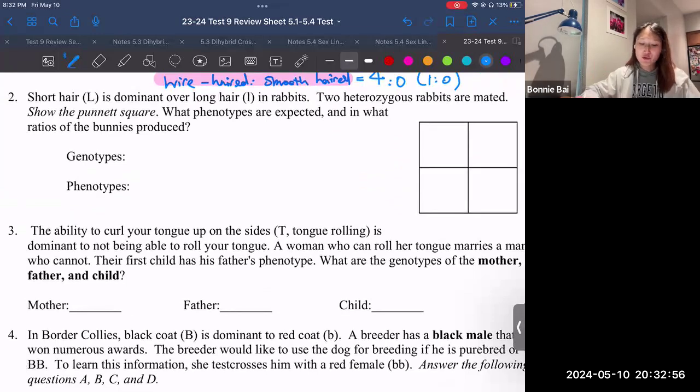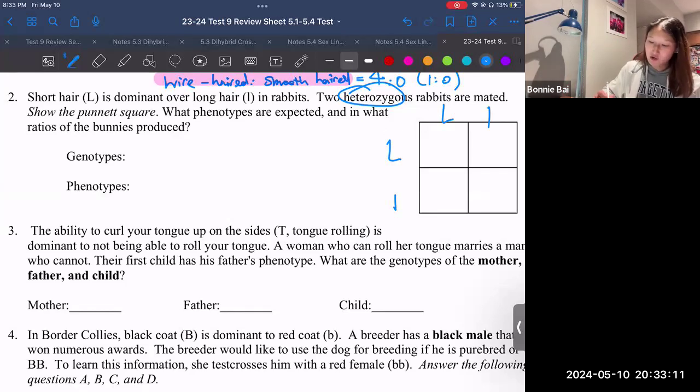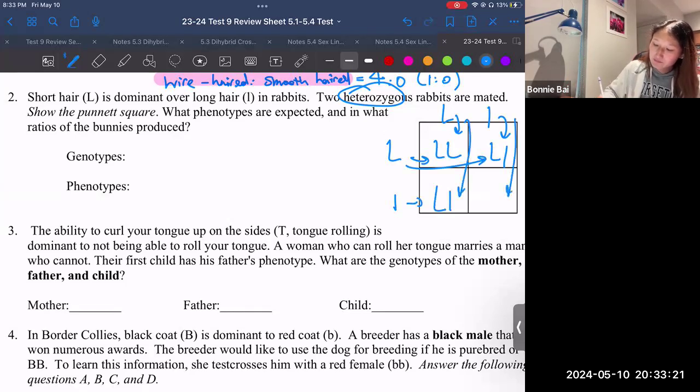Okay. All right. Question number 2. Short hair is dominant over long hair in rabbits. 2 heterozygous. So easy, right? Big L, little l, big L, little l. Because they're heterozygous. That's what heterozygous means. Doesn't matter which one is mom, which one is dad. It doesn't even tell you. So let's fill it out. The box comes down, box goes over, big L, big L. Box comes down, box comes over, big L, little l. Down, over, big L, little l, little l, little l, okay?